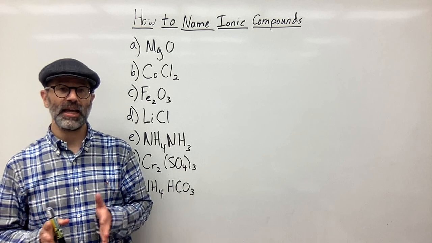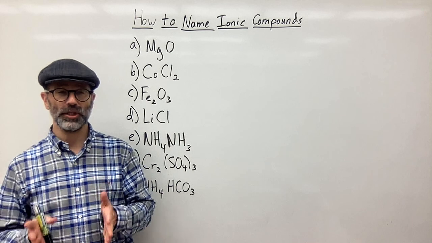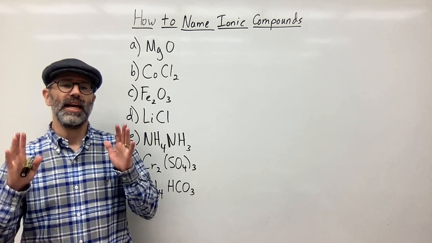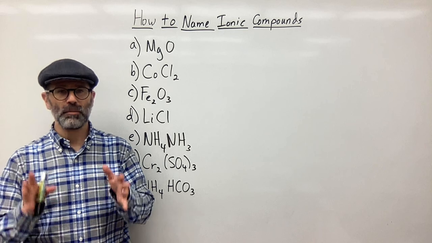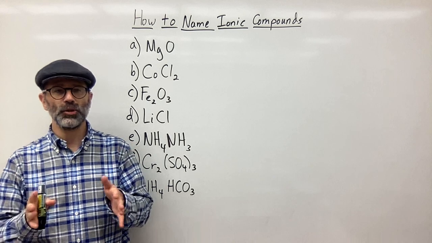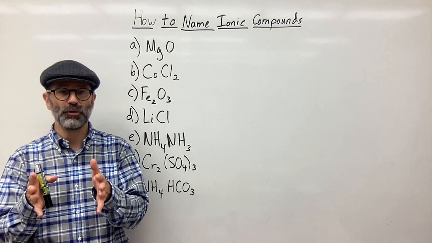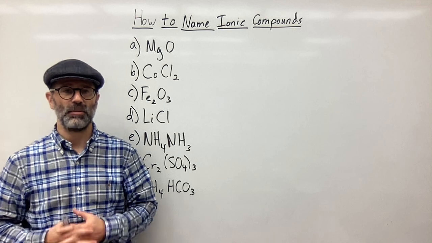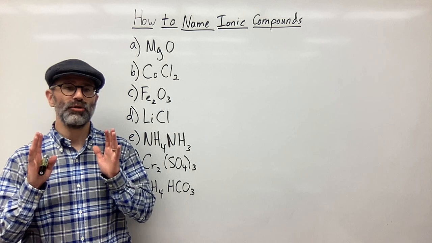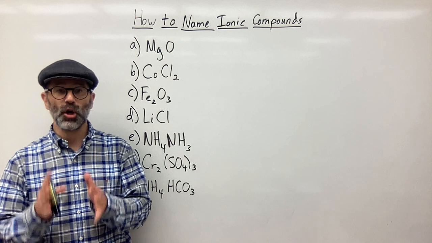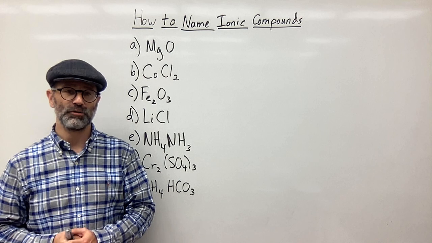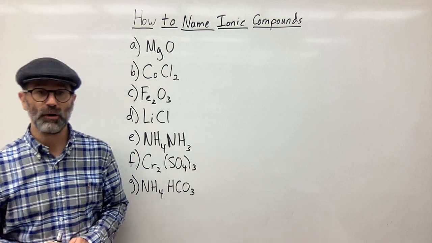So the key to naming ionic compounds is really this simple. If you know the name of each ion, you are literally just putting the names together for each ion, and that's the name of your compound. So you can imagine the importance of knowing the names of the ions itself. So let's show how it's done.